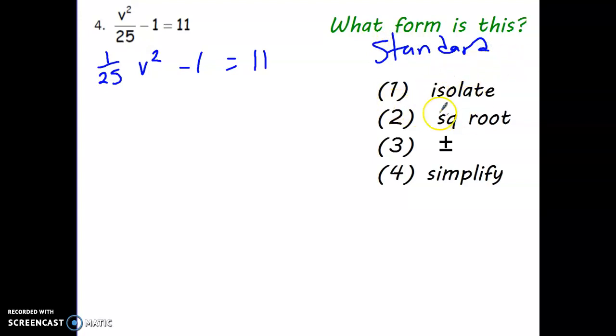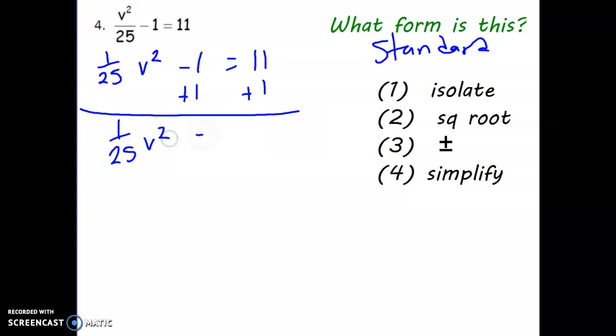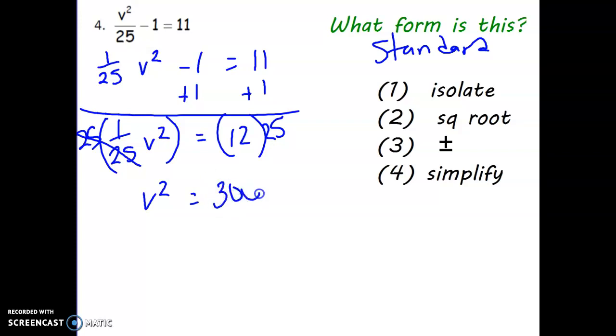All right, let's isolate that squared term. So I'm going to add 1 to both sides. 1 plus 11 is 12. Okay, now just as we did before, we have a fraction there, which is not a problem. We know how to handle these. So when we have a fraction, we're going to multiply both sides by the denominator. All right, the 25s over here cancel out, and I get 1v squared, or just plain v squared. On the other side, 12 times 25 is 300. Okay, so I have isolated my squared term.